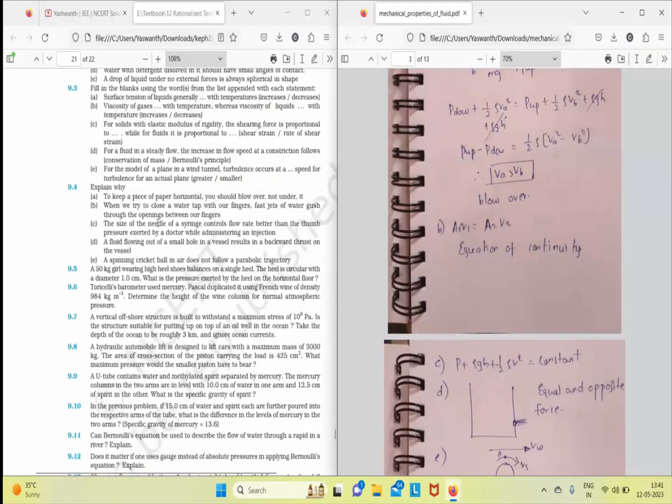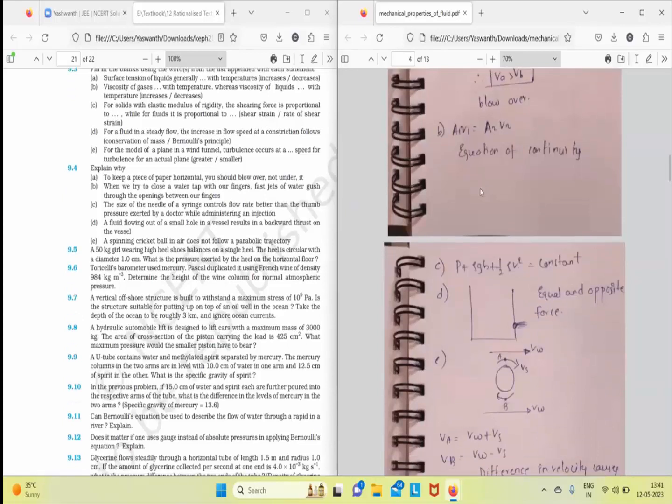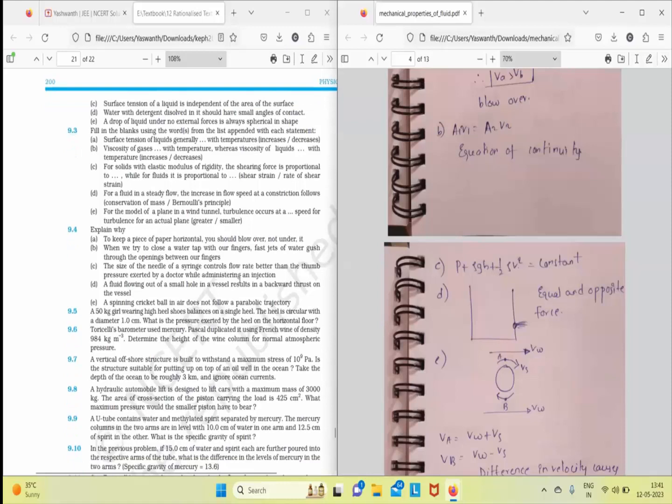Next, the size of the needle of a syringe controls flow rate better than the thumb pressure exerted by a doctor while administering an injection. Yeah, and we all know about injections. When we feel some kind of unhealthiness, we go to the doctor and he will give us an injection. You can observe that an injection has a syringe, and the doctor will have to apply some kind of pressure on the back part of the injection so that liquid comes out from the syringe. What he is saying is the size of the needle of the syringe controls flow rate better than the thumb pressure exerted by the doctor while administering an injection.